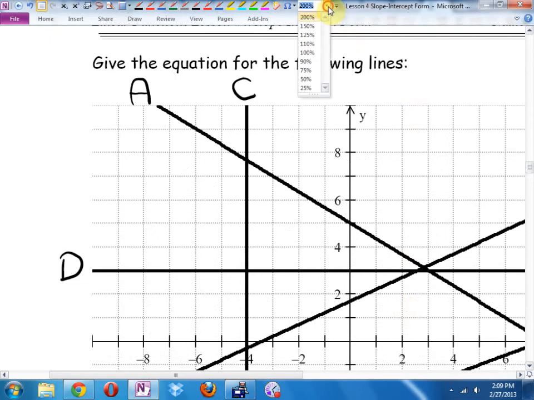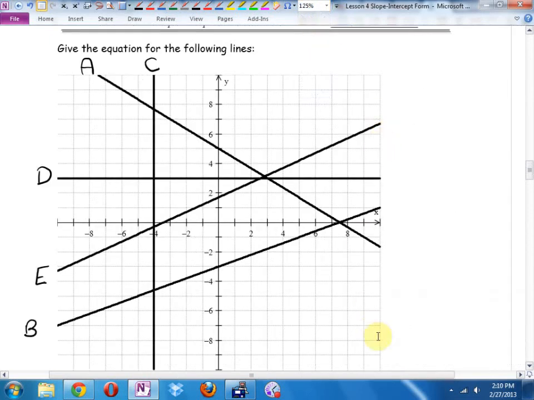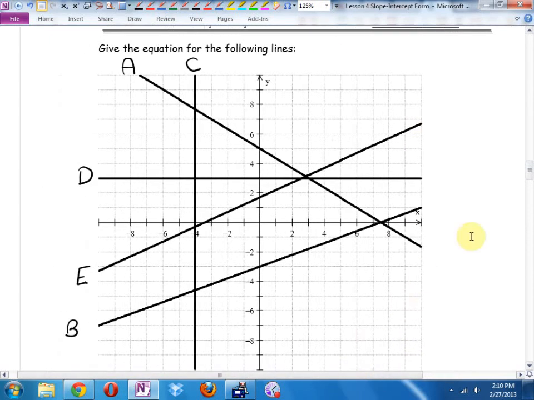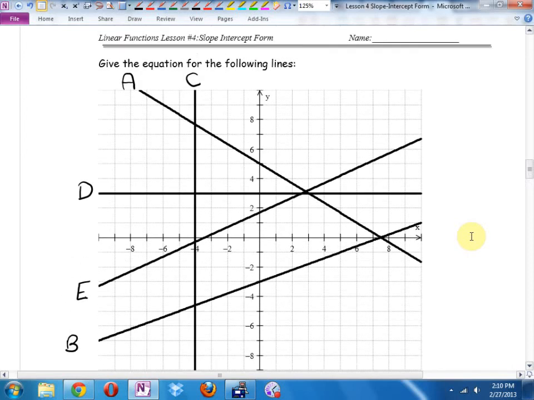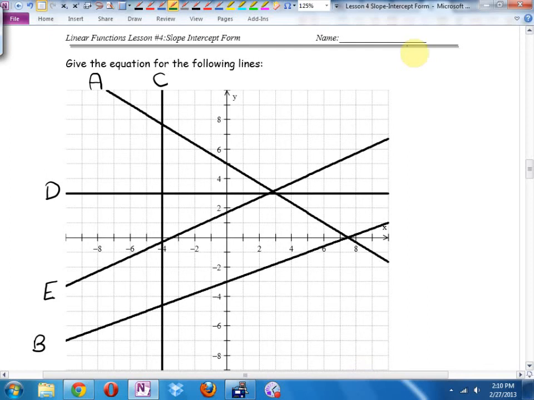One of the reasons slope-intercept form is so nice is not only can I give you the equation and say, show me the graph, I can also say, here's the graph, show me the equation. So this says, give the equation for the following lines. Here we go. What's the equation for line A?